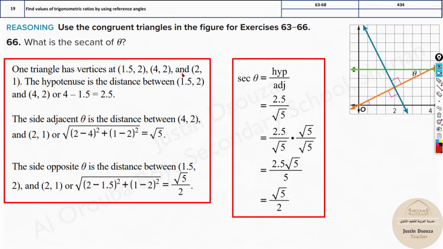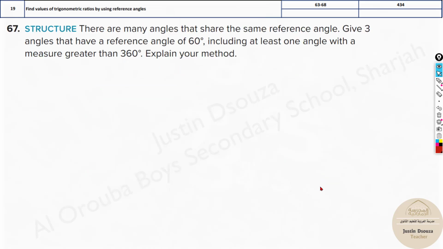Same thing over here. Secant is 1 by cos, and cos is adjacent by hypotenuse, which hypotenuse goes up. So that's the secant formula. Substitute and you'll get the answers.